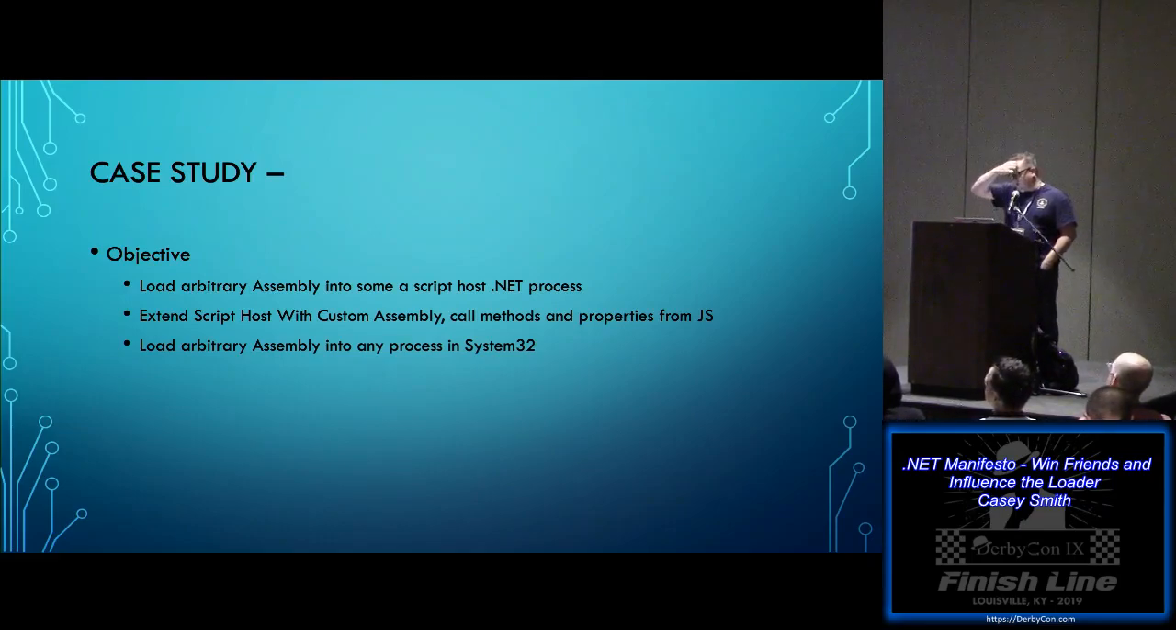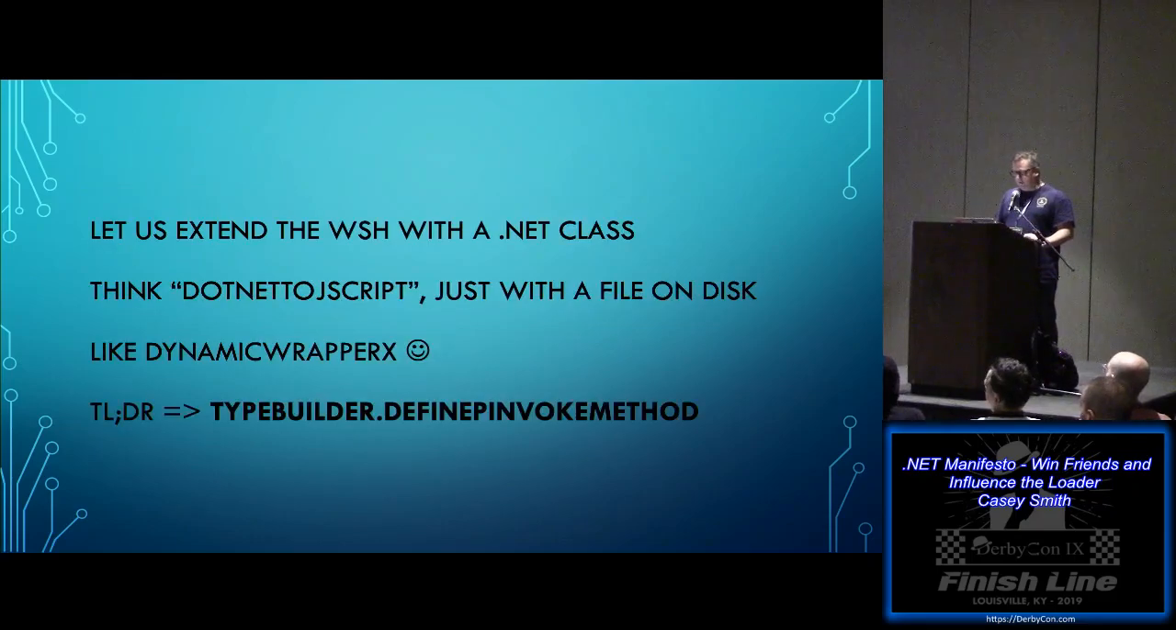So now I wanted to extend this. I wanted to be able to load any .NET assembly into JScript or VBScript. So I wanted to build my own assembly that had methods and properties that I could call, just like DynamicWrapperX might let me do. And then I wanted to be able to do that for any System32 variable. If you're familiar with DotNetToJScript, this is a similar approach. It's just that you're loading it from disk instead of deserializing an assembly. And we'll talk about some of the risks of that in a moment.